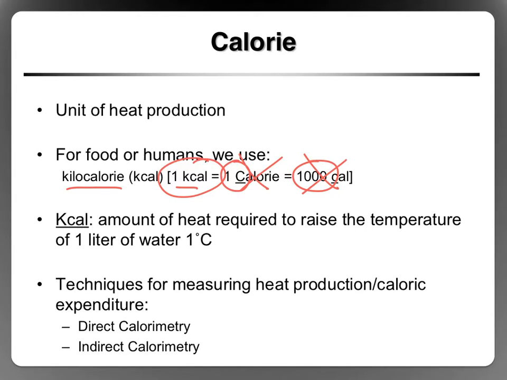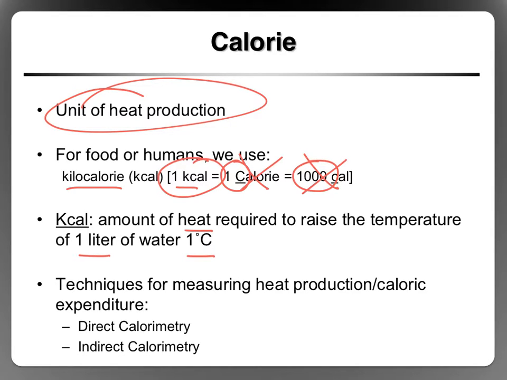So a kcal is a unit of heat. It represents an amount of heat. The amount of heat that it represents is the amount of heat that would be required to raise the temperature of 1 liter of water 1 degree Celsius. So if you have a liter of water, it's the amount of heat that it would take to increase the temperature of that water by 1 degree Celsius. The precise definition is not important. The most important thing that you understand about a calorie is that it's a unit of heat production. It represents an amount of heat.